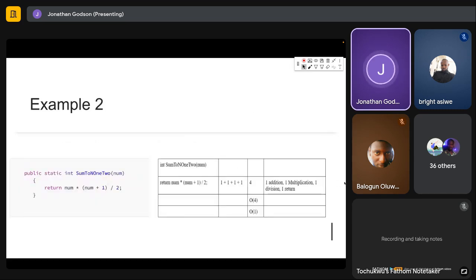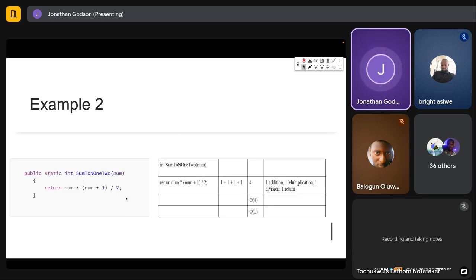We'll look at another example, which is example 2. So looking at this algorithm, there's just one line of code here. What we want to do is, given a number, add 1 to the number, multiply it by itself, and divide it by 2.